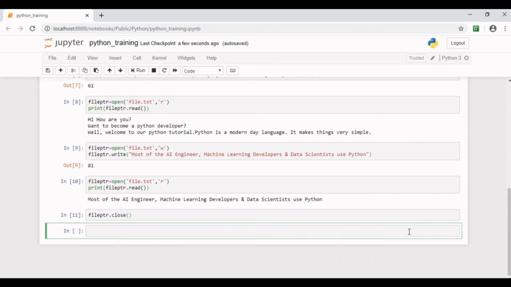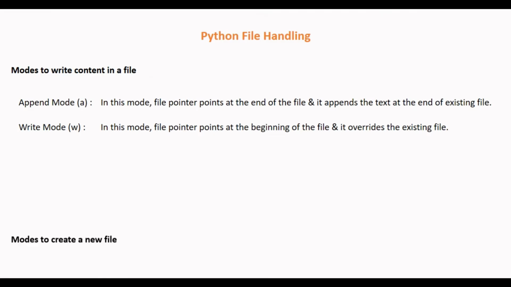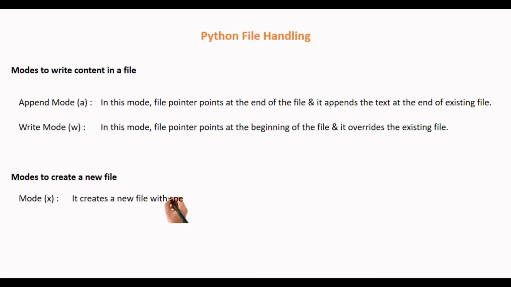You can also create a new file using the open method. There are 3 modes to create a file using this function. Let's understand them. These are the 3 modes to create a new file using the open method. Mode X. It creates a new file with the specified name. It throws an error if a file exists with the same name.